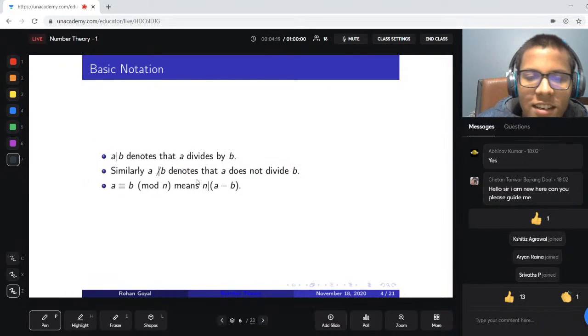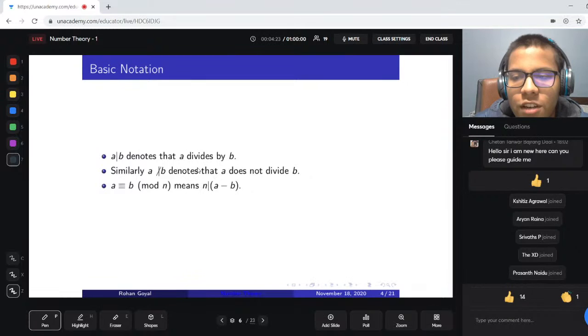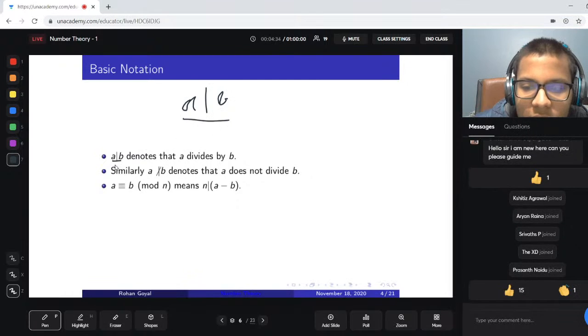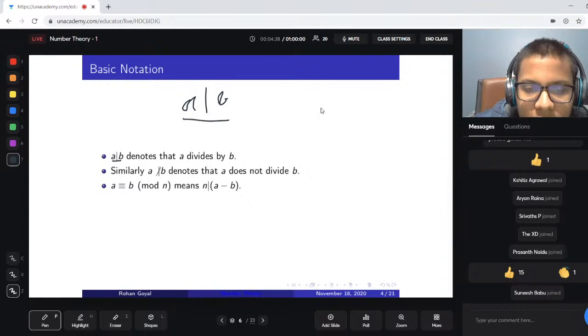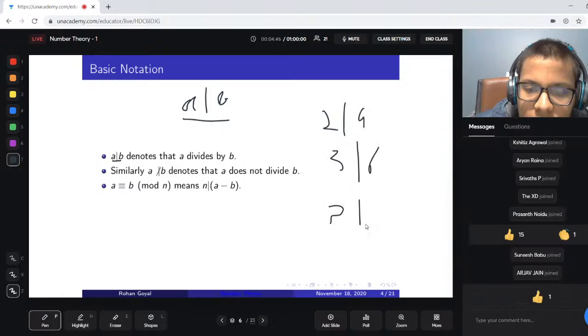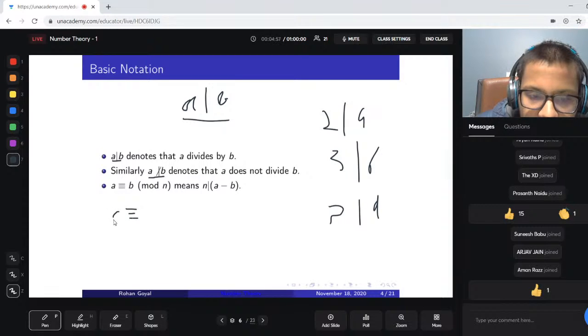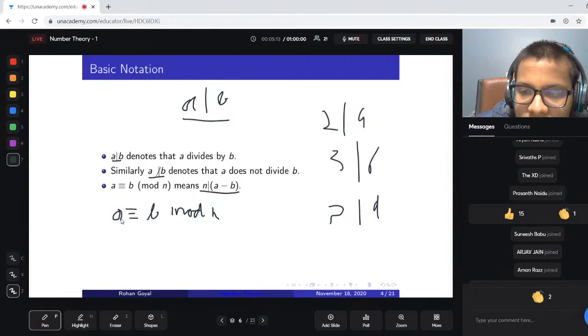Nice. Okay, great. So this is the notation we want to cover as part of modular arithmetic. So, A divides B means can be written in this way, or as is written here. So, this is saying that A divides B. So, 2 divides 4, 3 divides 6, and there's 9, and so on. Similarly, A does not divide B is written this way. We use the notation of congruence. So A congruent to B mod n means n divides A minus B. This is read as A is congruent to B mod n.